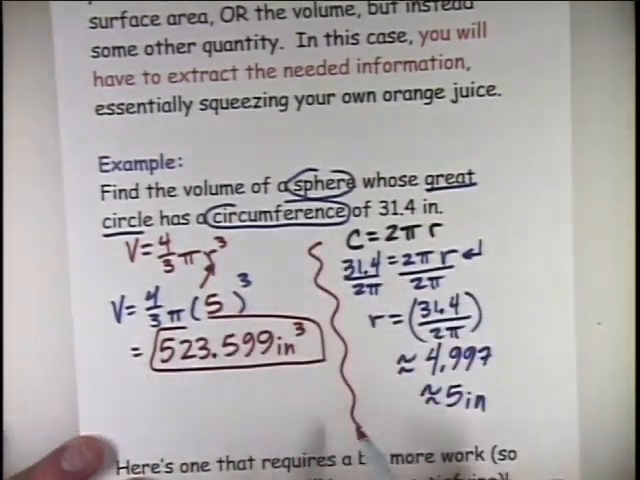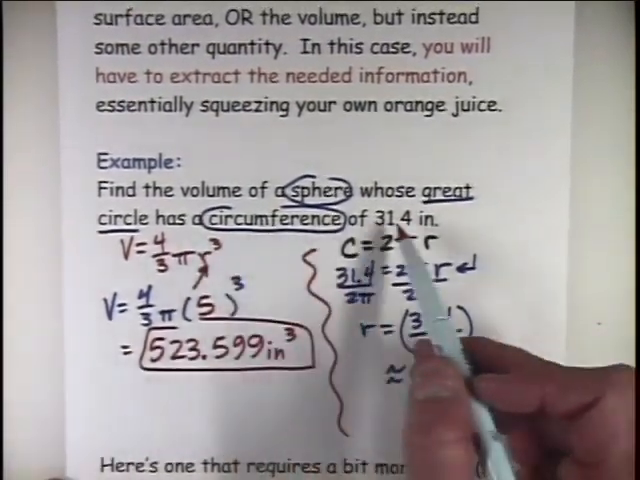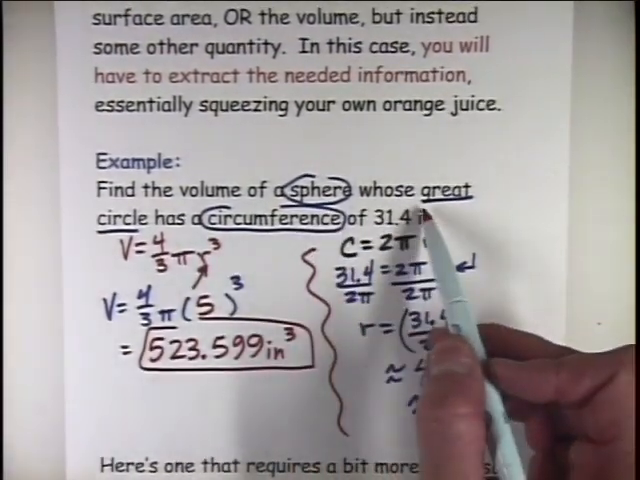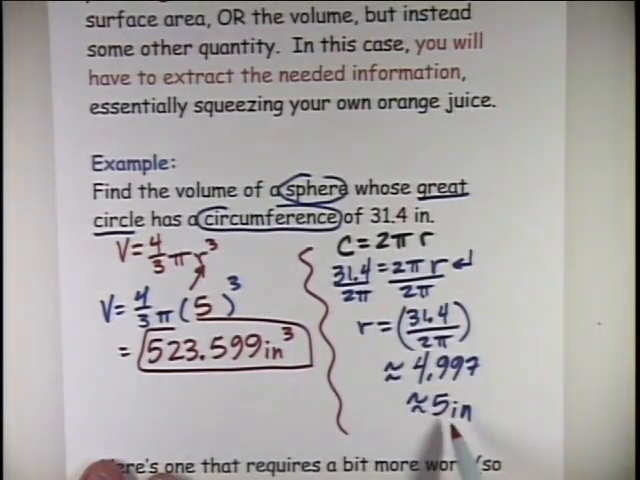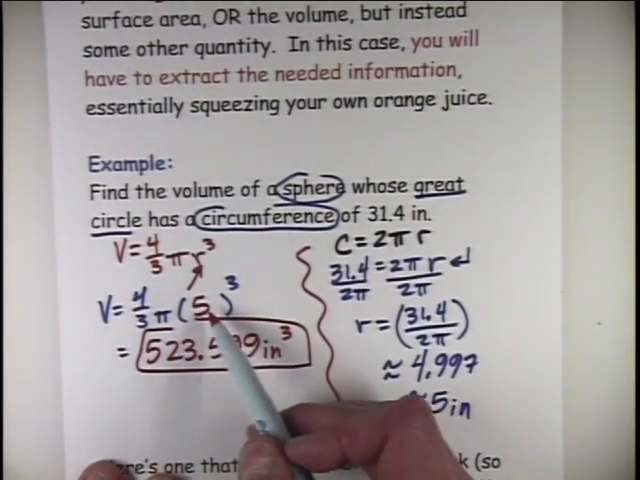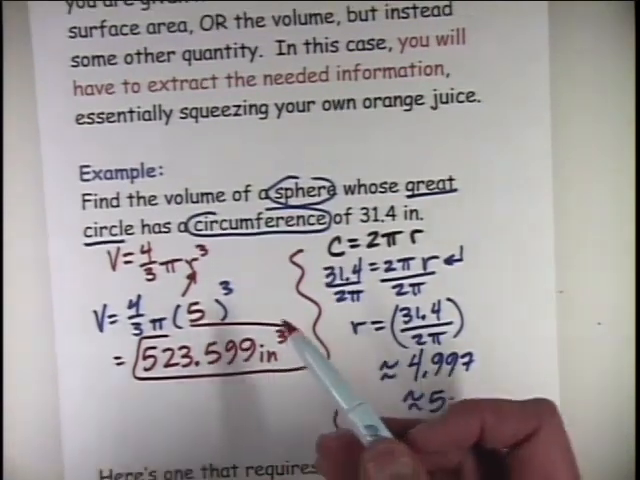So there's the volume. So what did we have to do? We needed to find r. We weren't given r. We were given the circumference. Come off to the side, do a little bit of work to find r, get our solution, plug it into the formula we were interested in, and then we have our answer.